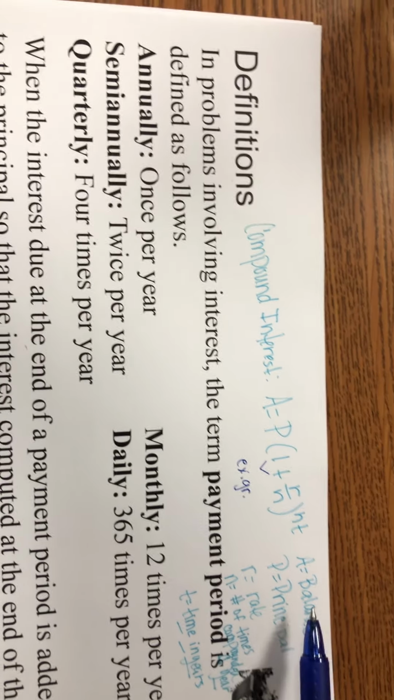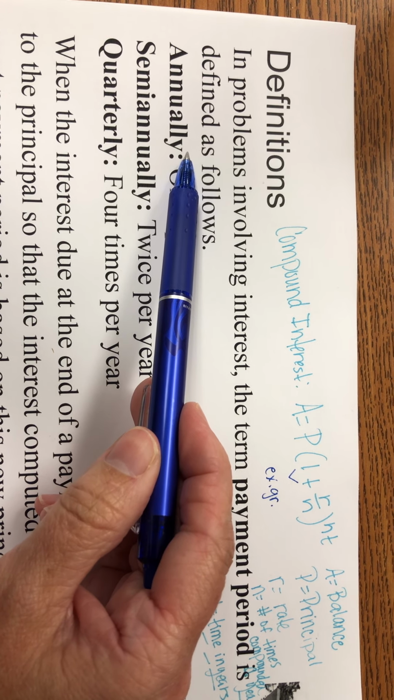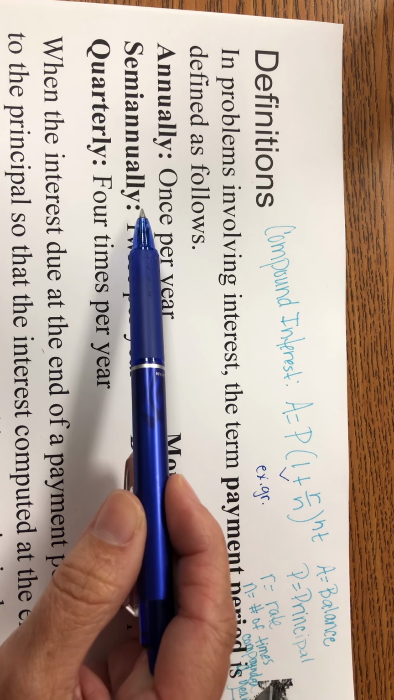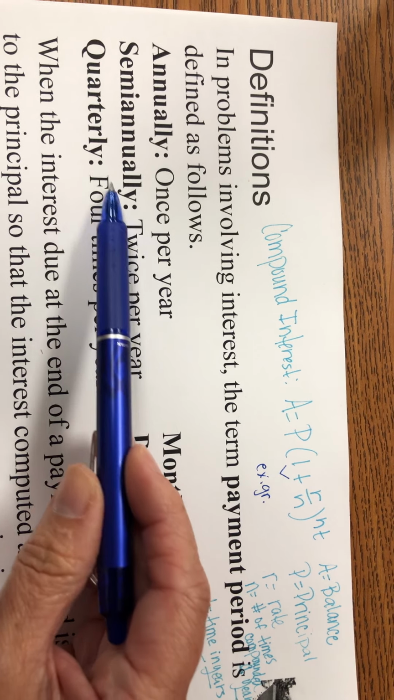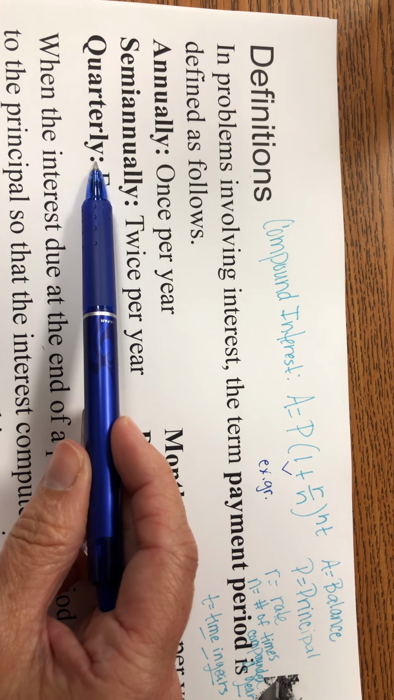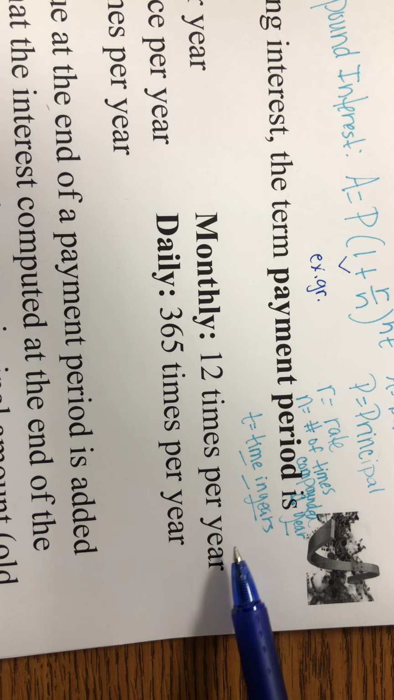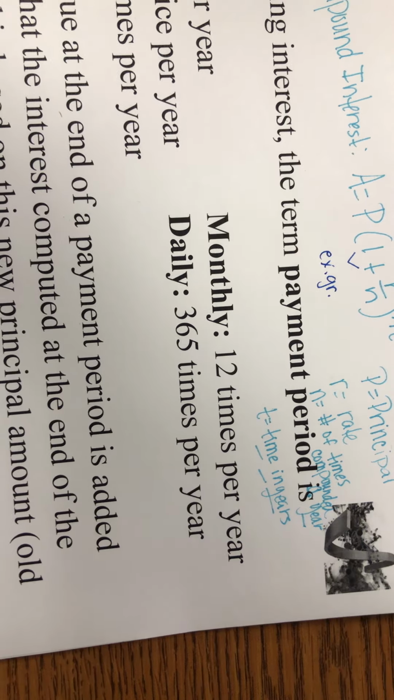Now, as far as N goes, you might see it like this. Might say that you're compounded annually. If you compound annually, you're compounded once per year. If you compound semi-annually, that's twice a year. Quarterly, think of 4 quarters in a dollar. That's 4 times per year. Monthly is 12 times a year, and daily is 365 times a year.